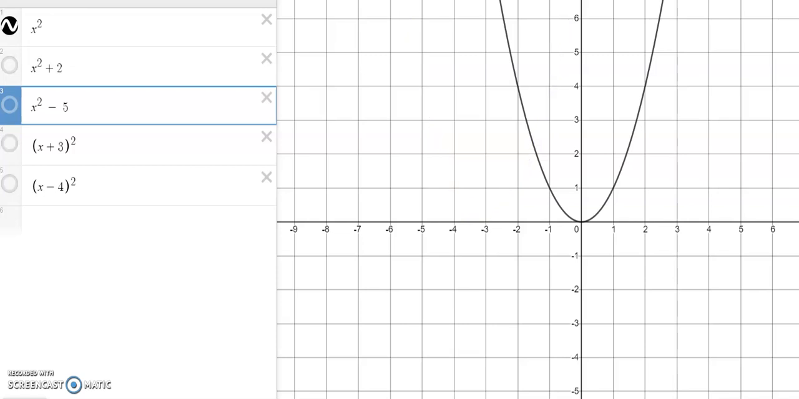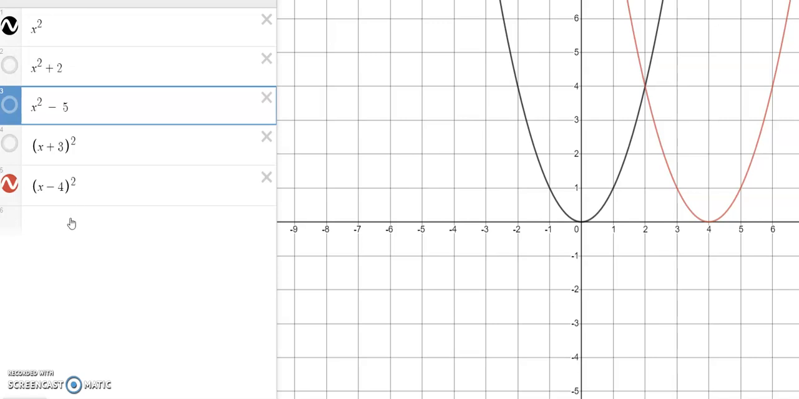Okay, and then this one, x minus 4 squared, so again, it's inside the function, so it's going to shift left and right. It's going to be opposite what you'd expect, so this would go to the right by 4, and there we have it, shift to the right by 4, and the general shape.